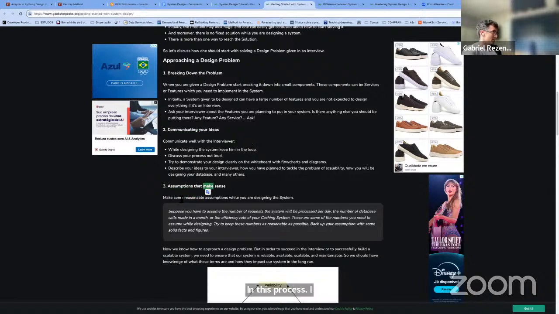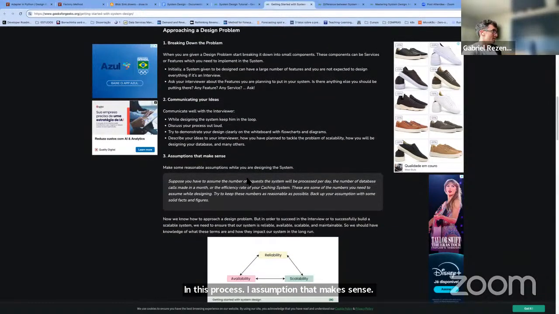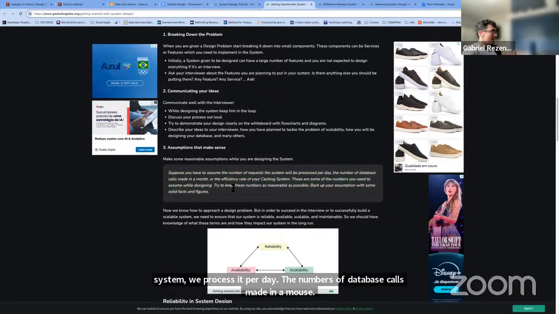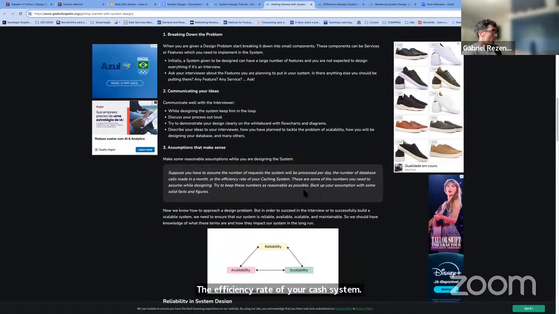Make some reasonable assumptions while you are designing the system. So suppose you have to assume the number of requests the system will process per day, the number of database calls made in a month, or the efficiency rate of your cache system. These are some of the numbers you need to assume while designing. Try to keep these numbers as reasonable as possible. Back up your assumptions with some facts and figures.